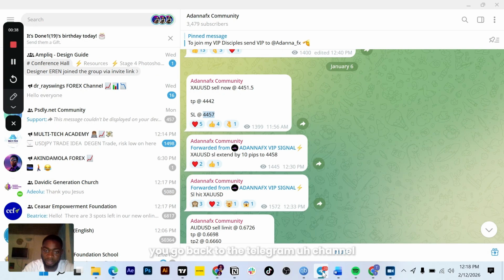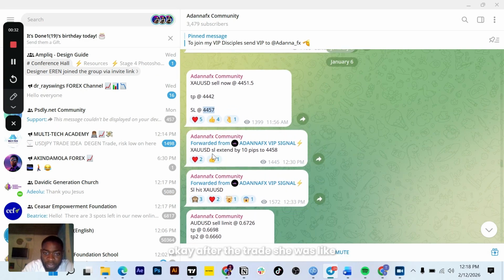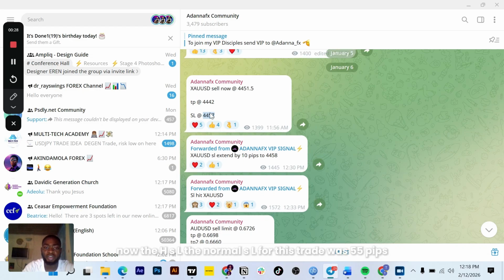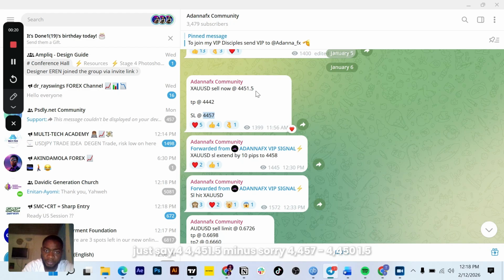You go back to the Telegram channel, then when you get there, let's check. Okay, after the trade, it says SL extended by 10 pips. Now the normal SL for this trade was 55 pips. How do you calculate that? 4,457 minus 4,451.5, then you have 5.5, then 5.5 times 10, or divided by 0.1, then you have your result.